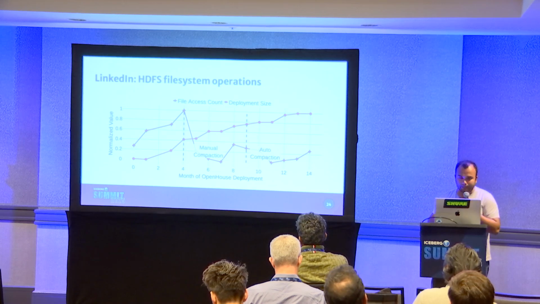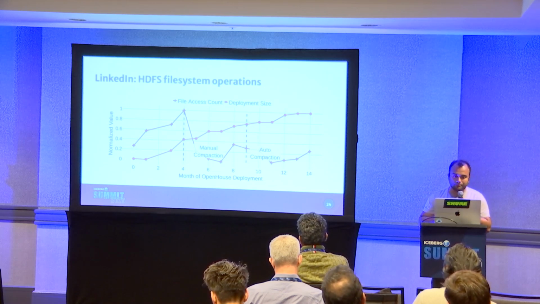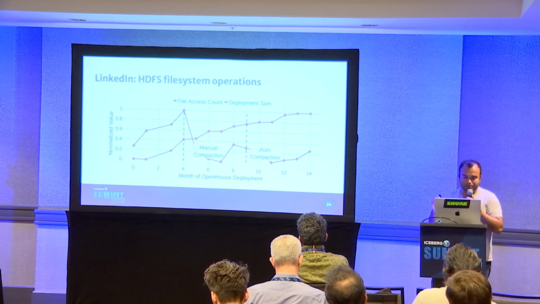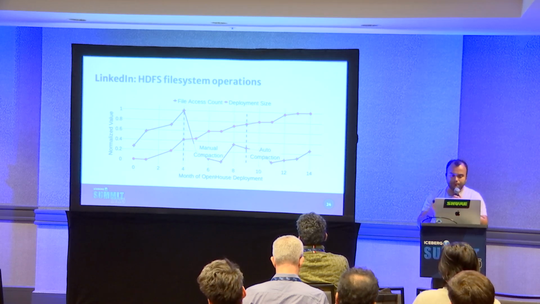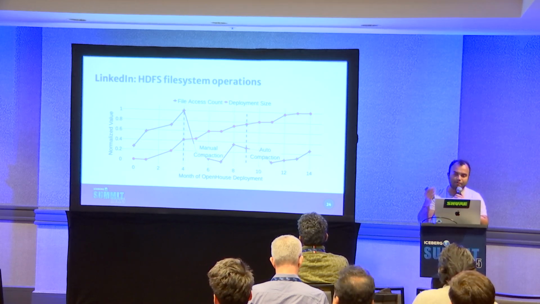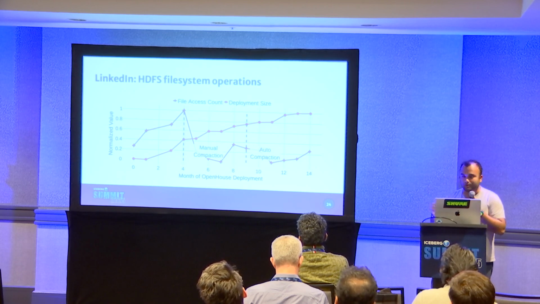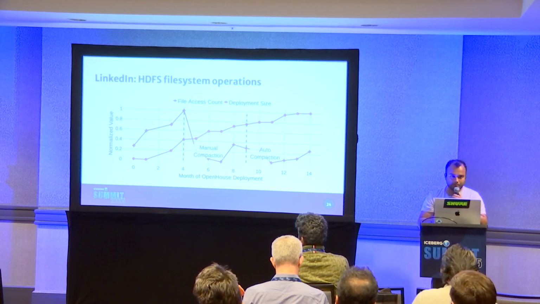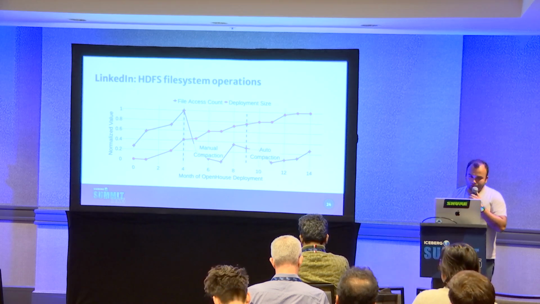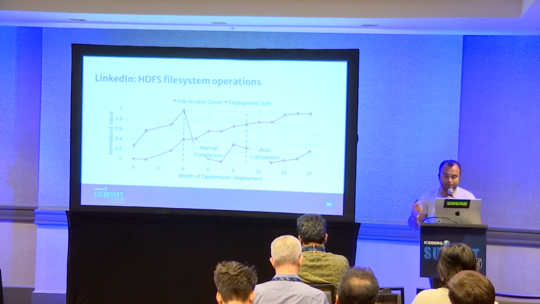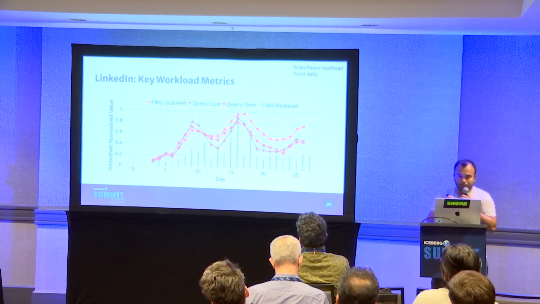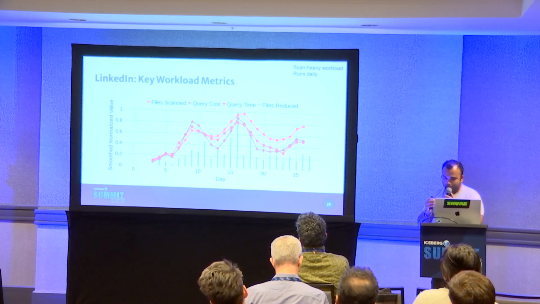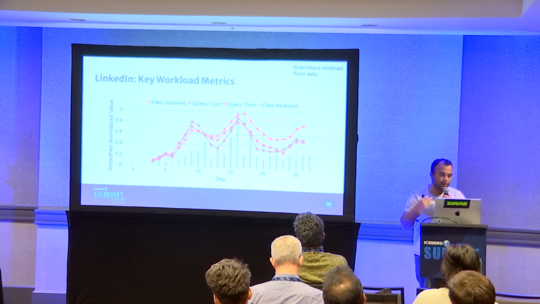And we saw a similar trend with manual compaction. And we continue to see this. The file system operations, specifically around file access count or scanned files during your query, changes drastically as you do compaction. And it has impact on your storage costs, your storage reliability, and so on. Now, this is an interesting one because this is something we are still iterating on.